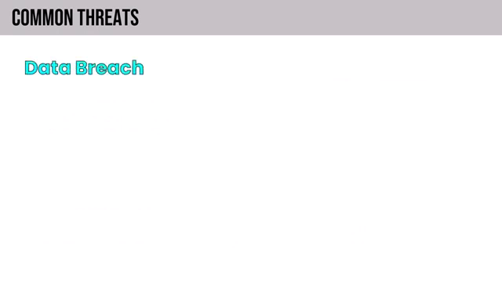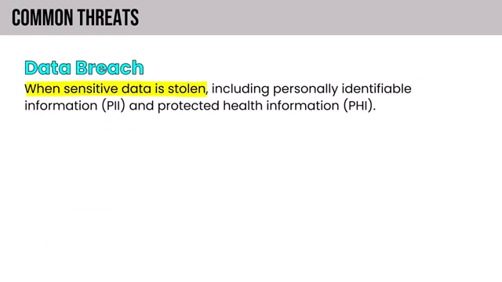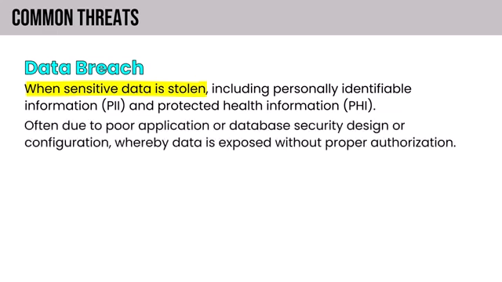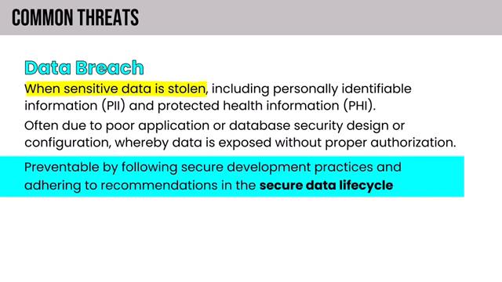So the first is data breach, where sensitive data is stolen. This could include personally identifiable information or protected health information, often due to poor application or database security design or configuration, where data is exposed without proper authorization. This is preventable by following secure development practices and adhering to recommendations in the secure data lifecycle, which we're going to touch on just a bit later in this video.